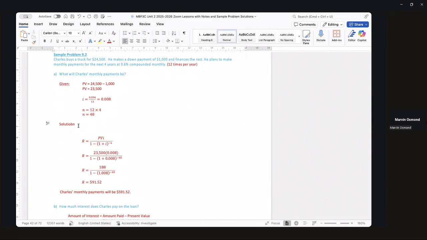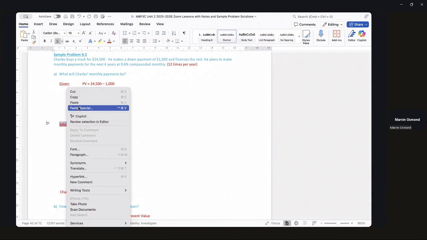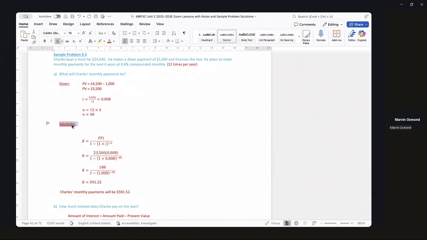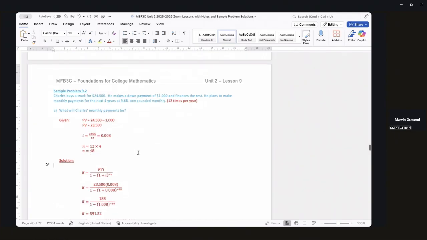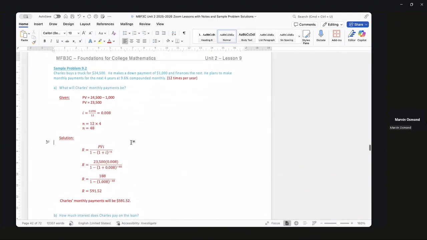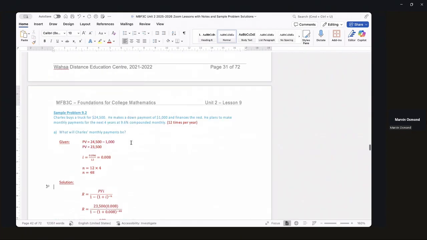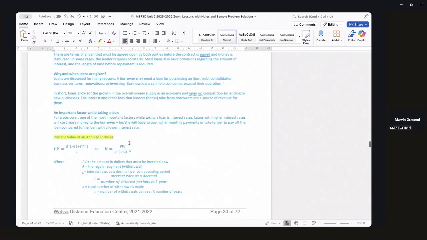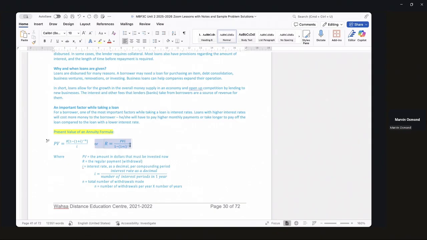So the solution, and again, it's going to be underlined, and just following the same procedure as before. So the solution, first step again, is the formula. The formula, we're solving for the monthly payments. So the monthly payments, as we said before, is this formula right here. R equals PV times I, all divided by 1 minus (1 plus I) to the power negative n.